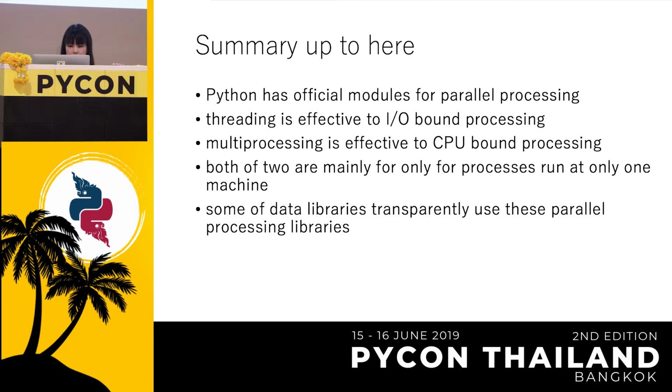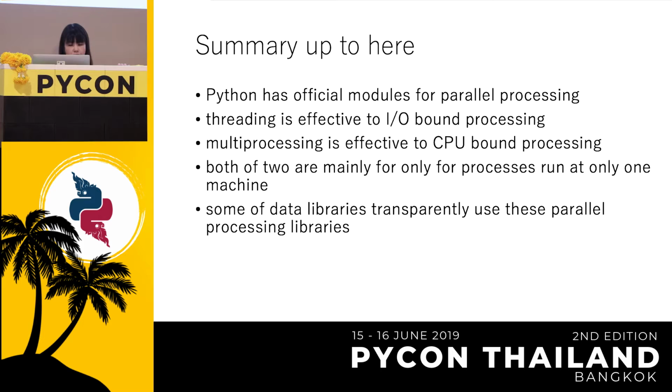Summary up to here. Python has official modules for parallel processing. Threading is effective for I/O-bound processing. Multiprocessing is effective for CPU-bound processing. Both of them are mainly only for processes run on one machine, so not for a cluster, only for a local machine. Some data libraries transparently use these parallel processing libraries.